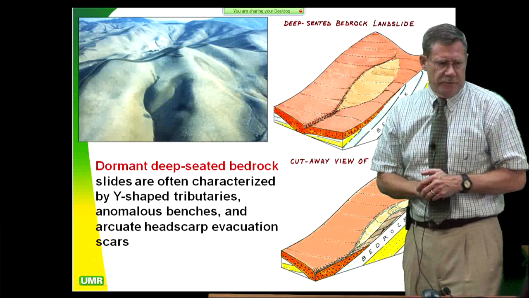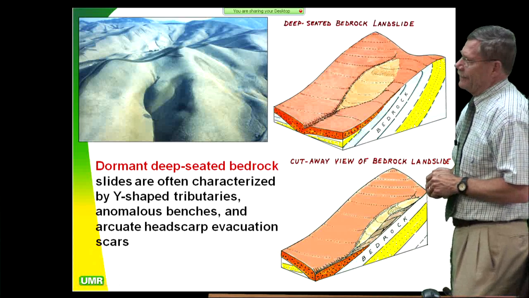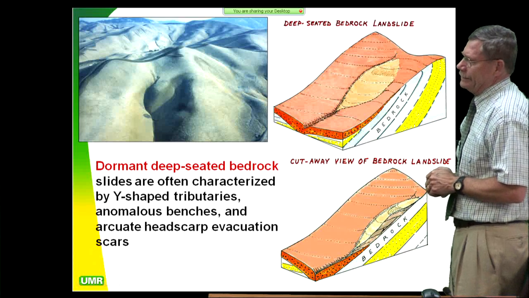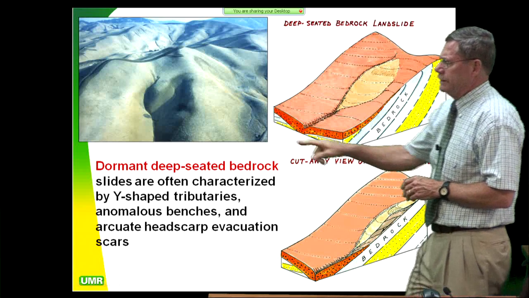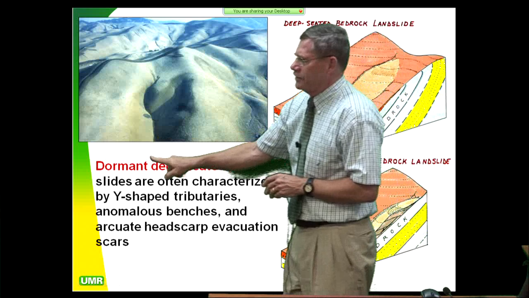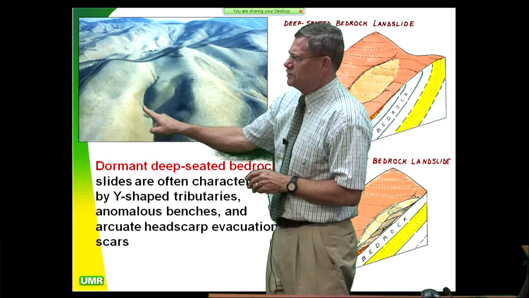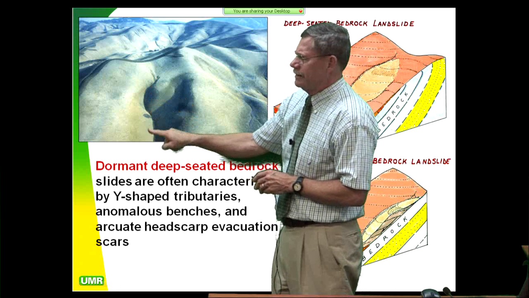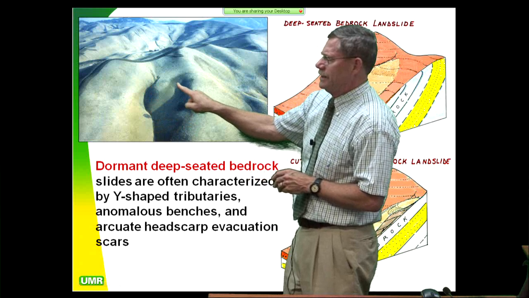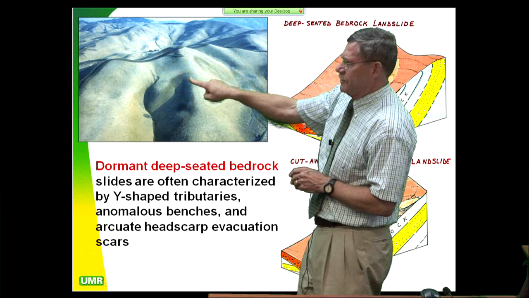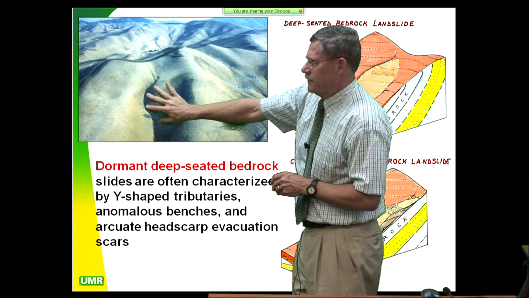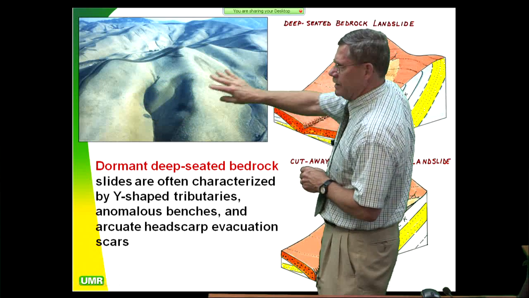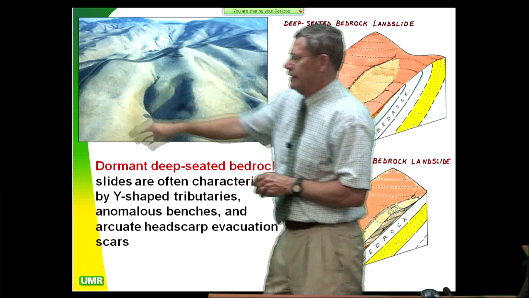Dormant, deep-seated bedrock slides. These take a lot of training to identify. And what you're going to look for are things like this, where you have a drainage come up and it wishbones, like that and like that. And then you see this triangular facet right here. And you ask yourself, why am I getting this funny shaped thing here that I don't see here and here?